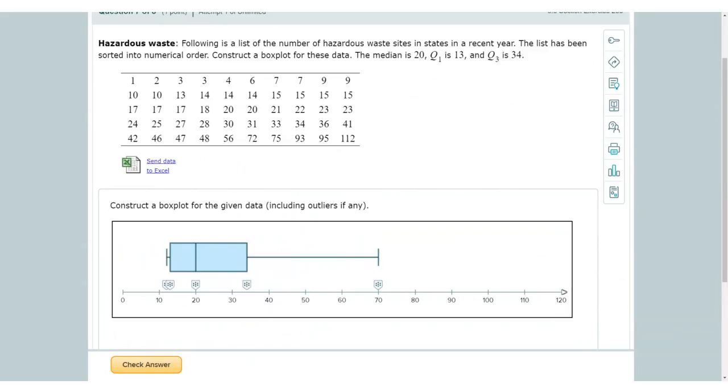Now, 34 plus, let's see, 21 point five plus 34. So that's 65.5. All right, so this is going to go all the way down to 1, because that's the smallest piece of data. There's no outliers on that side. Why can't I get it to work there? There we go. Ah, had it.